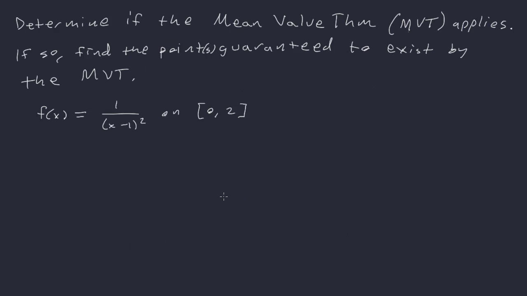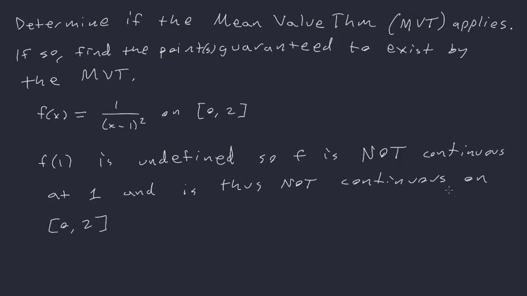All right, next up, let's look at the same question, different function. Let's say now our function is 1 over x minus 1 all squared on 0 to 2. Now, we first want to know, is this function going to let the mean value theorem apply? I'm going to say no, because f is not continuous at 1. F of 1 is undefined, so f is not continuous at 1, and is thus not continuous on 0 to 2, closed or open, or anything containing 1, so the mean value theorem does not apply. So we don't need to worry about it.